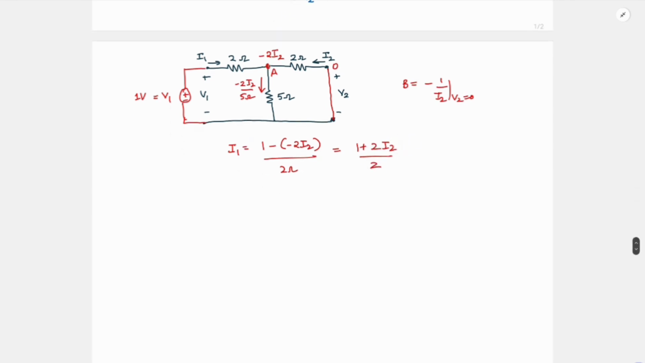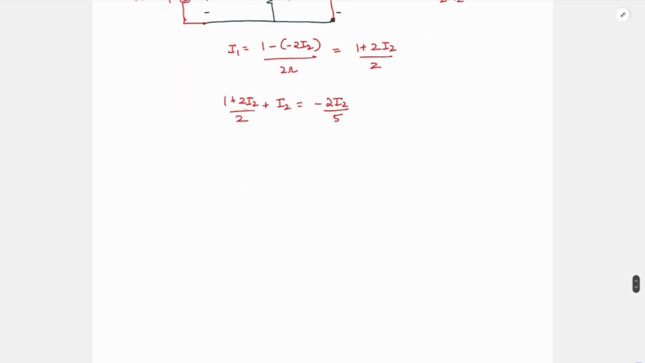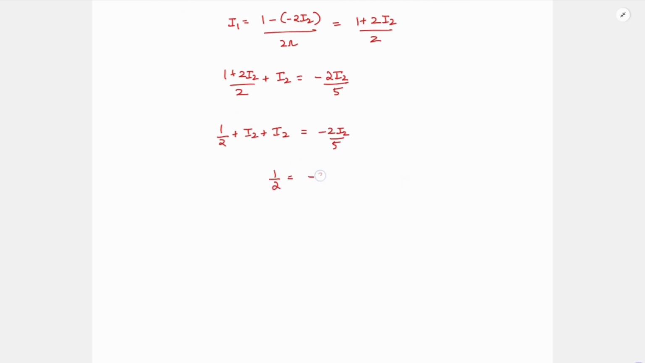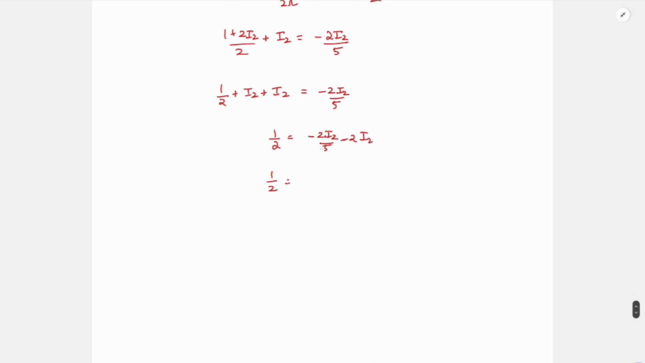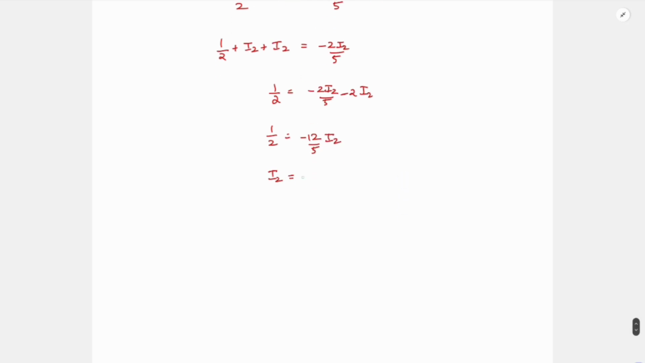Now can we write KCL at this node? We have I1 coming in, so 1 plus 2 I2 by 2, plus I2 is also coming in, is equal to the current going out, minus 2 I2 by 5. Let us simplify this and find I2. We have 1 by 2 plus I2 is equal to minus 2 I2 by 5. Let us take all I2 terms on one side: minus 2 I2 by 5 minus 2 I2. So 1 by 2 is equal to minus 12 by 5 I2. So my I2 itself is minus 5 by 24.